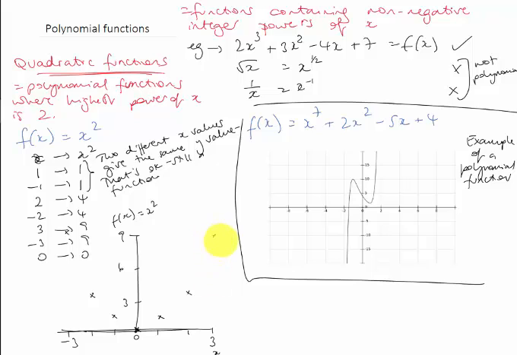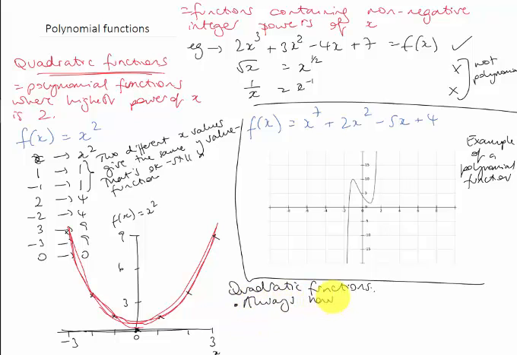Okay, so then the function looks, oh dear, a bit like this. And this is the general shape of the quadratic function. So let's just make some general points. So quadratic functions always have this same general shape. This kind of shape.